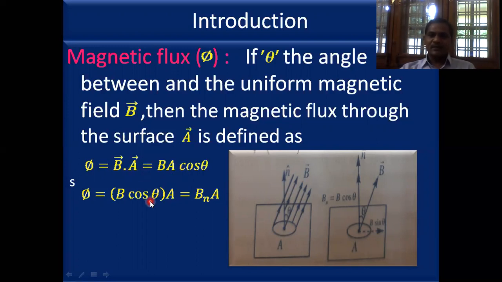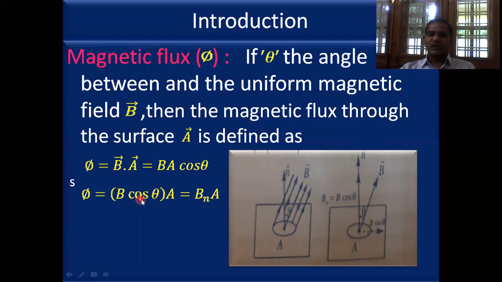You can write it as B cos theta into A. So what is B cos theta? B cos theta represents the normal component of magnetic field strength, the magnetic field strength along the perpendicular to the area, not parallel to the n cap direction. So B bar has two components, B sin theta and B cos theta. B cos theta is the component which is perpendicular to this plane or the direction of A bar.